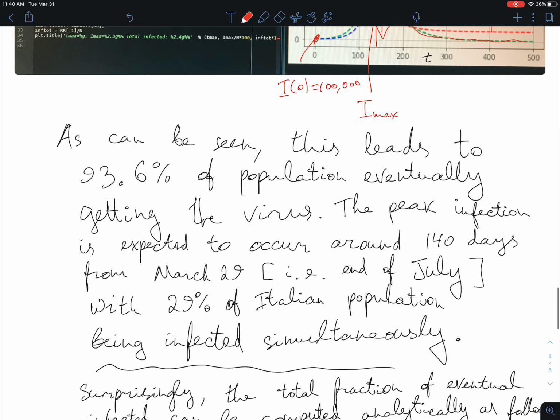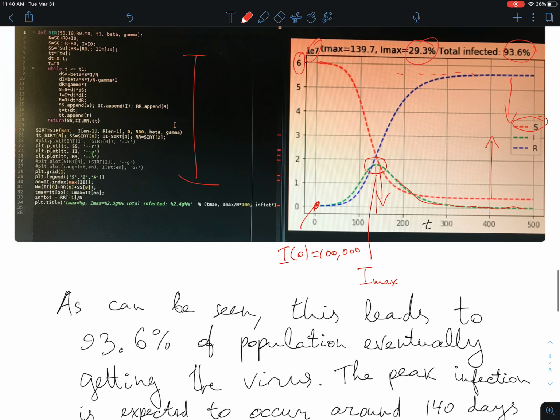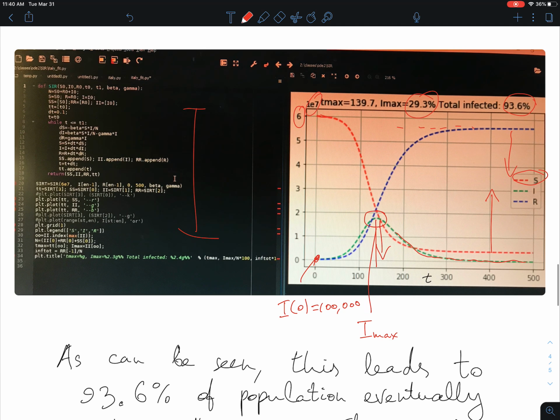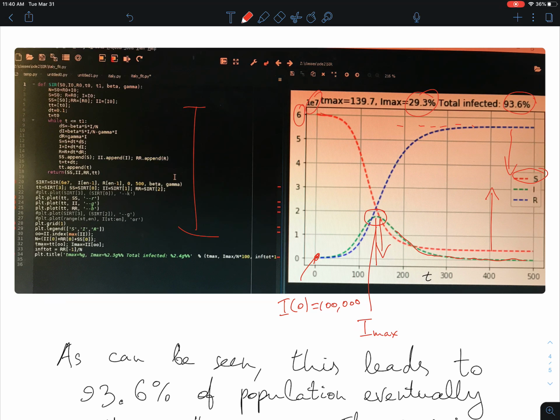That can be done by changing the parameters of the model, gamma and beta. Namely, you want to decrease gamma and increase beta as much as possible. And that will be the topic of the next video.